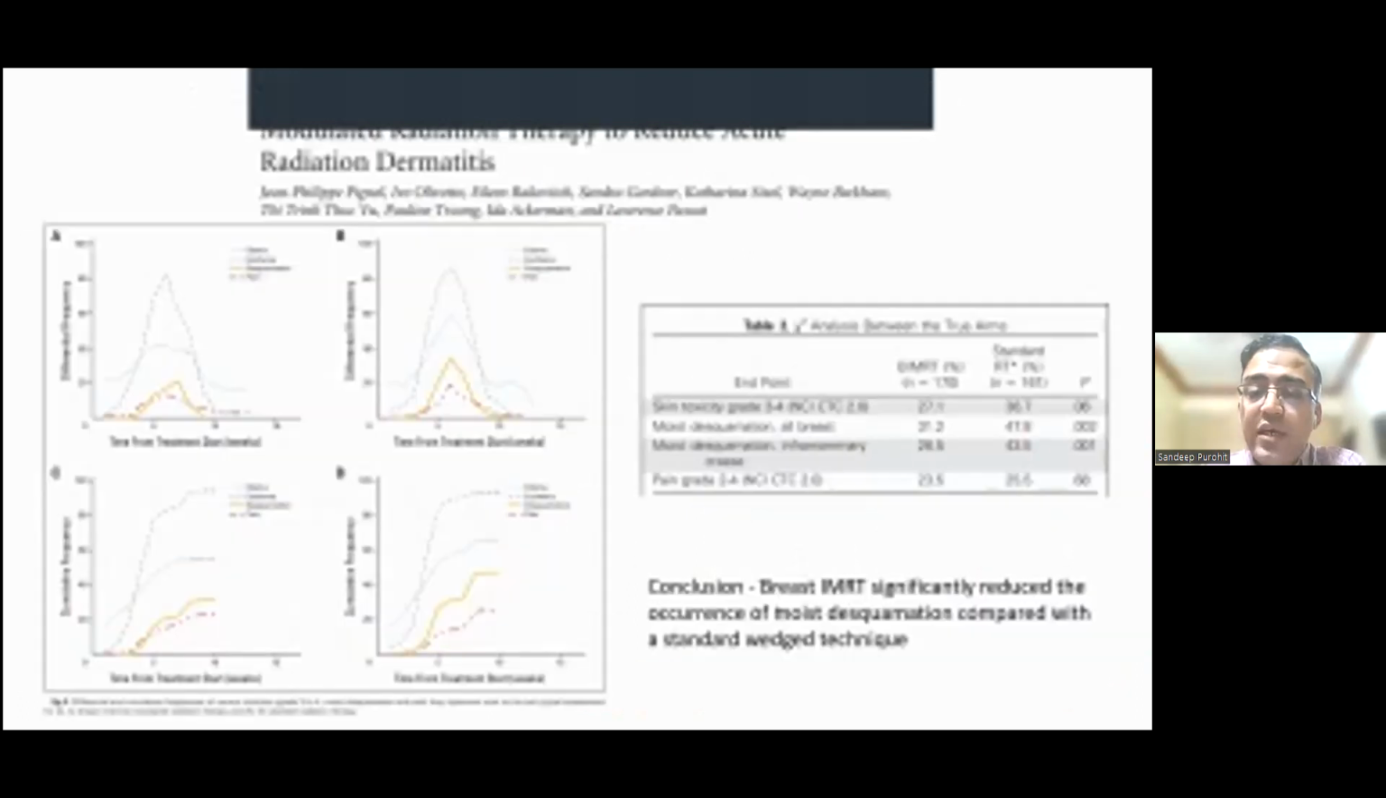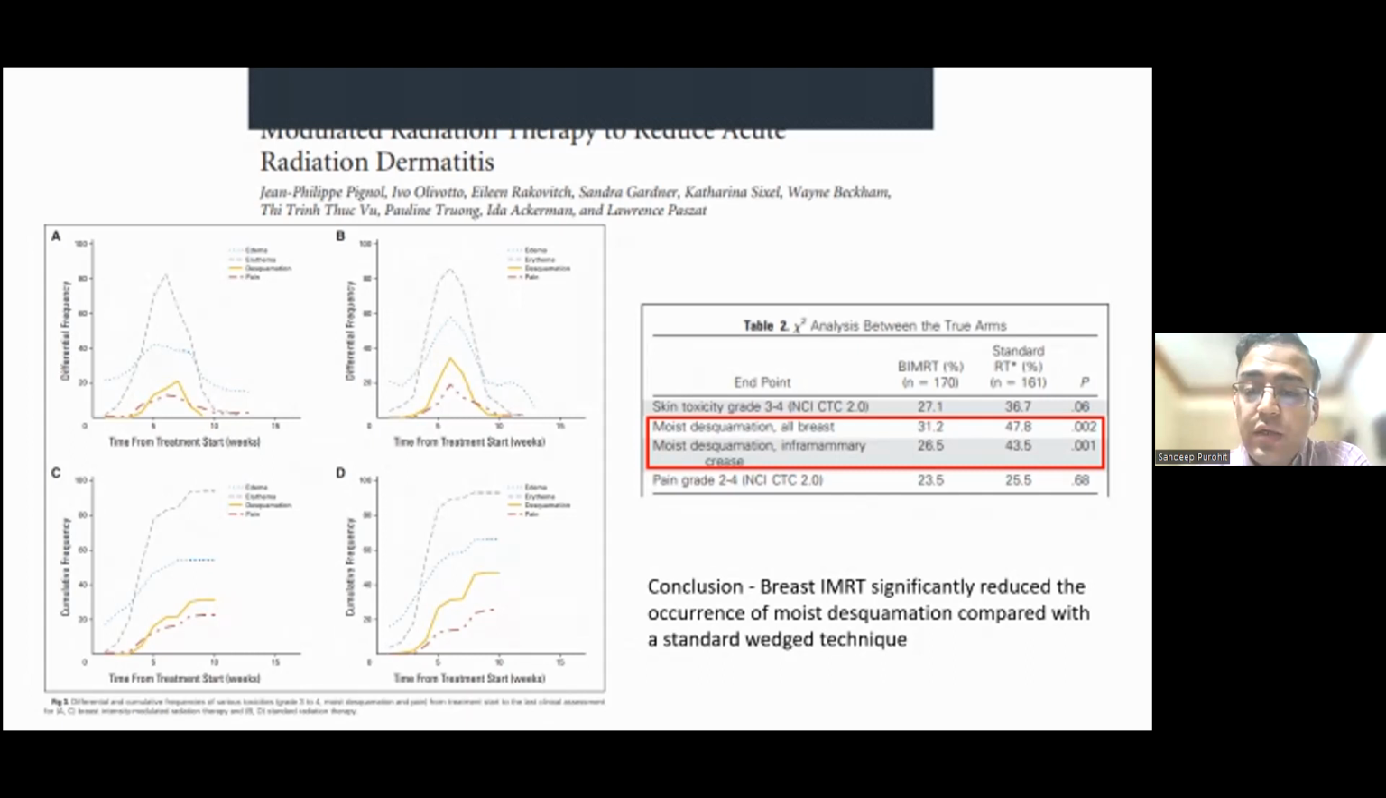When comparing toxicity in terms of skin, there were studies done, and one such study was by Pignol et al., in which IMRT was seen to reduce acute radiation dermatitis. In this trial, patients were randomized into 2 arms: standard RT, which was tangential, and the IMRT arm. It was seen that moist desquamation in the breast, and mostly in the inframammary crease, was significantly lower in the IMRT technique as compared to the standard RT arm. And the conclusion was that breast IMRT significantly reduced the presence of moist desquamation compared with the standard wedge technique.